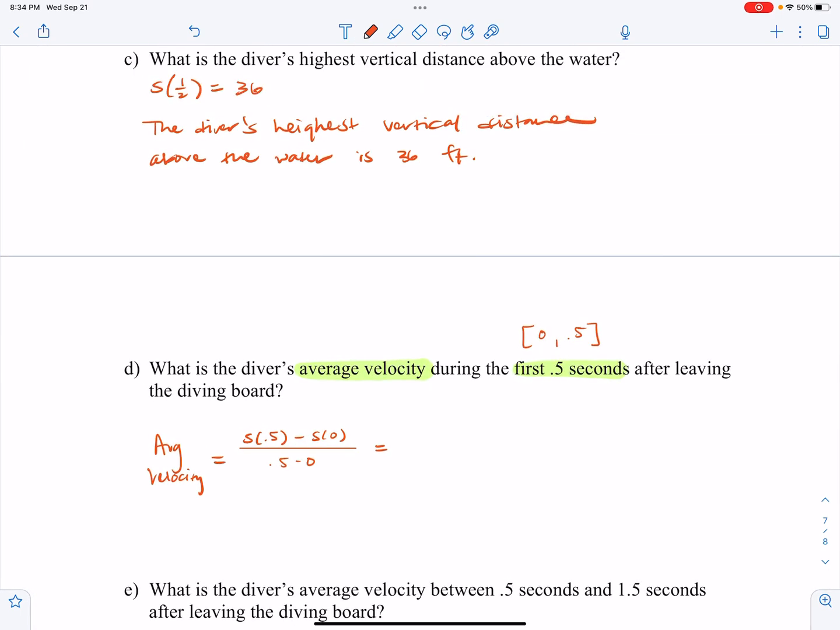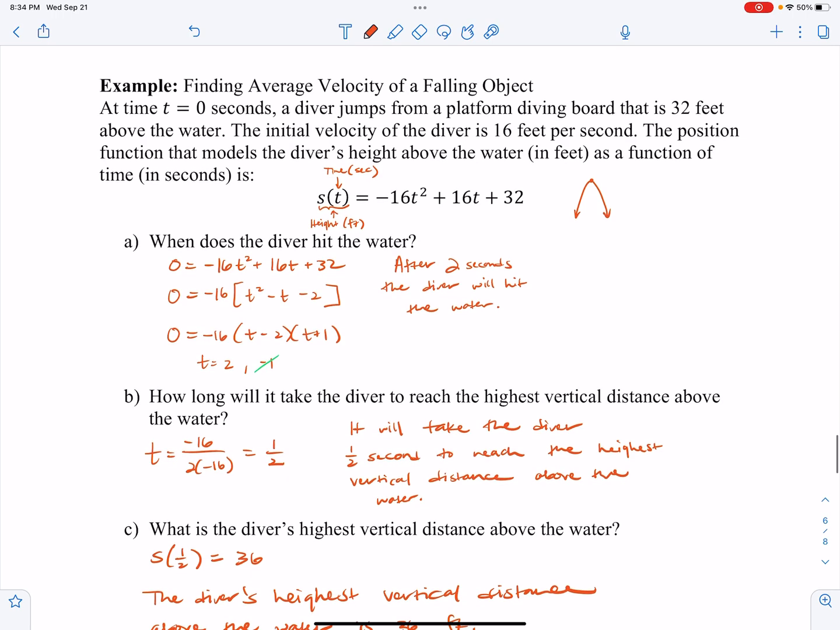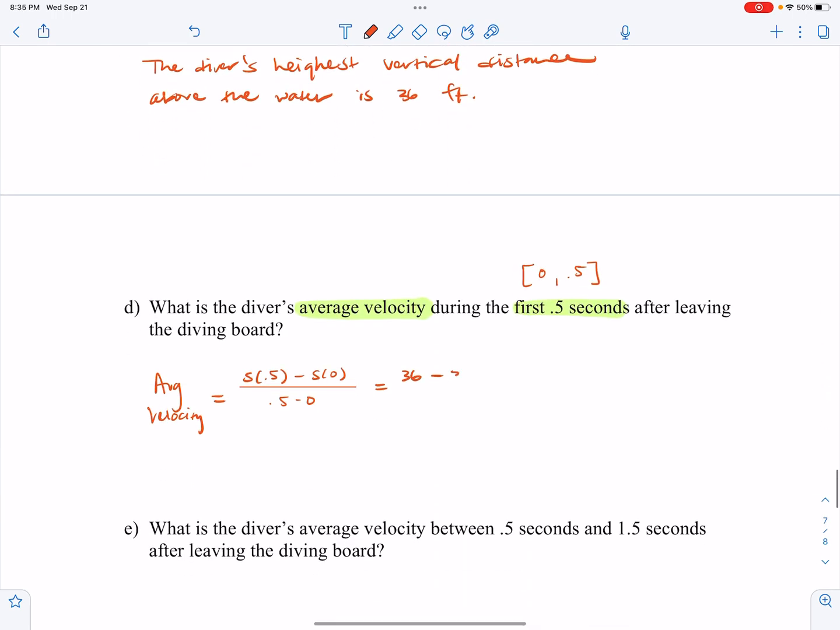So s of 0.5 we saw was 36 feet. S of 0 we could easily find. If we plug in 0 for t, we get 32. We've also been given that as part of the word problem. Okay, so divided by 0.5. So we get 8, and then we have to think about units. So change in height, height is measured in feet, time is measured in seconds. So 8 feet per second is the average velocity.